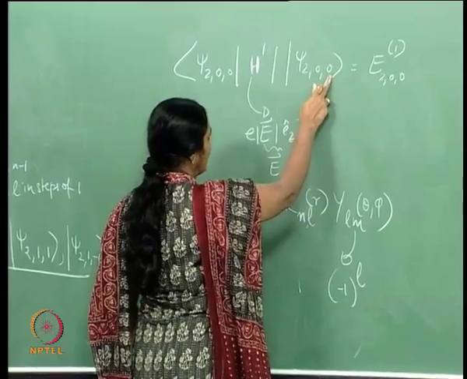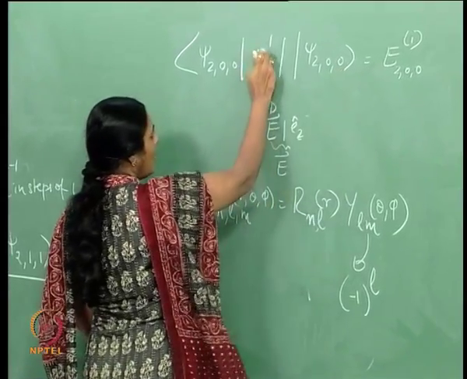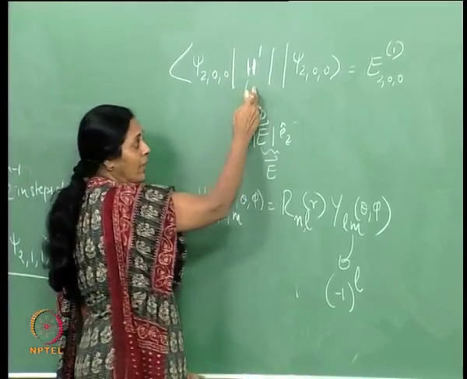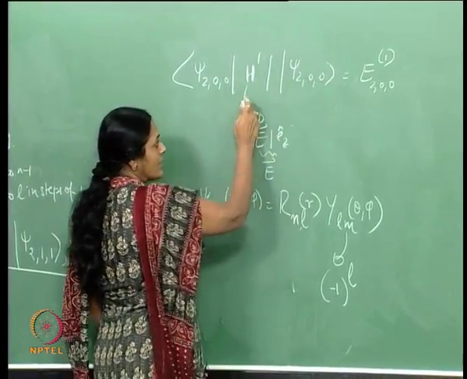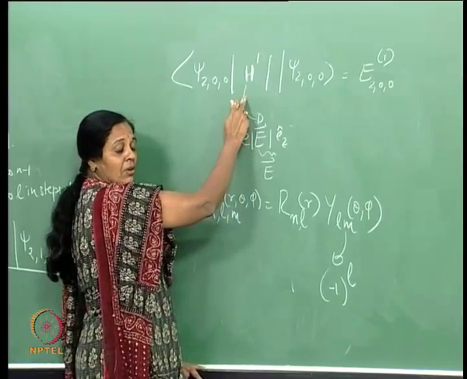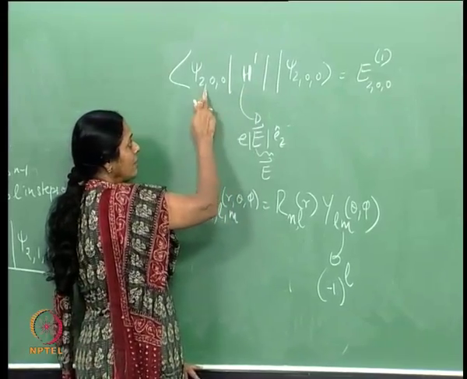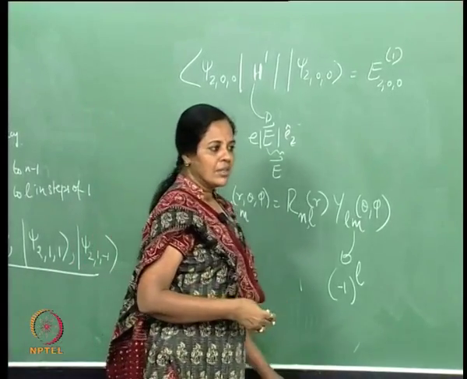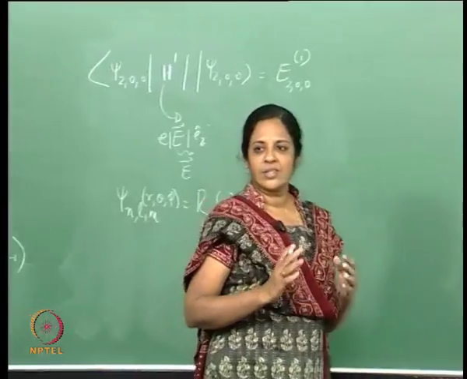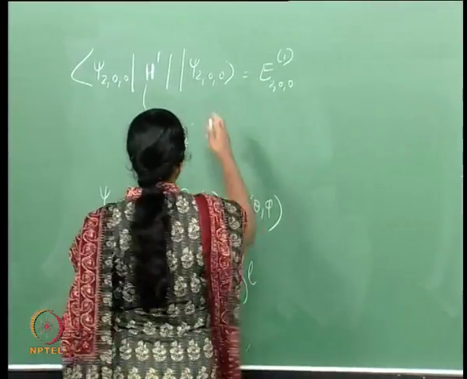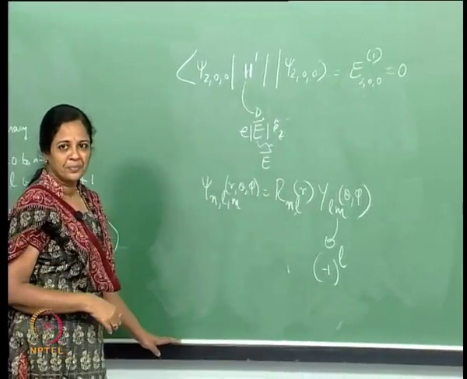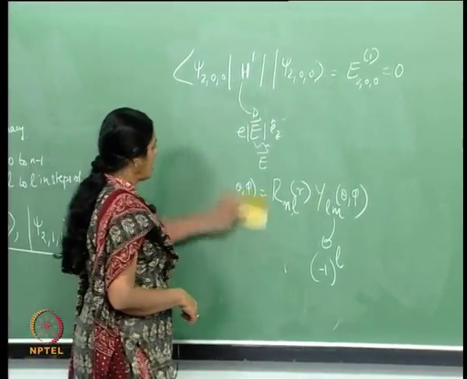This has even parity. H prime itself has the electric field E, which changes sign under parity. So, this whole object is a state with odd parity, but that has even parity. And since electromagnetic interactions are parity conserving, this object has a first order contribution which is 0.